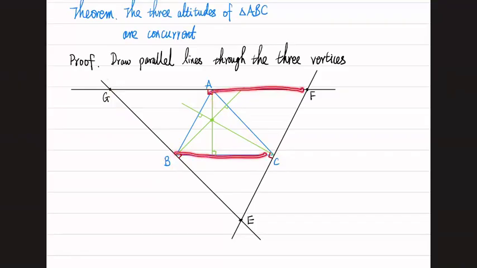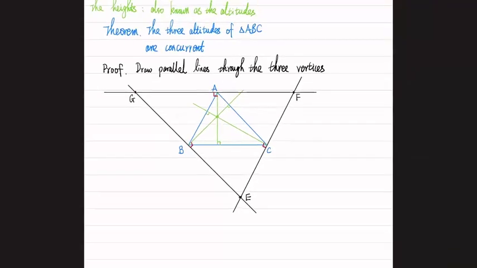They're also equal because it's a parallelogram. Okay, AG equals BC, AF equals BC. What can we say about AG and AF? They are also equal. So A is the midpoint of GF. Nice. Okay, I'm going to write down the conclusion.